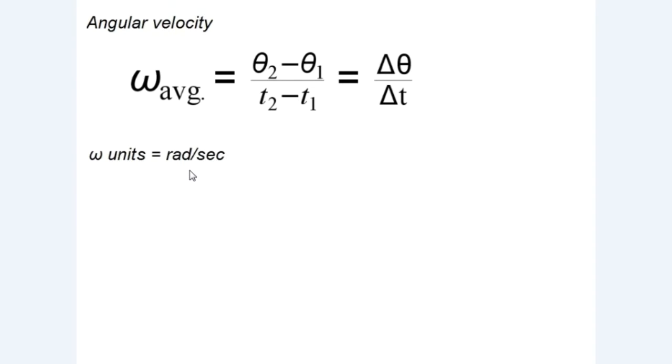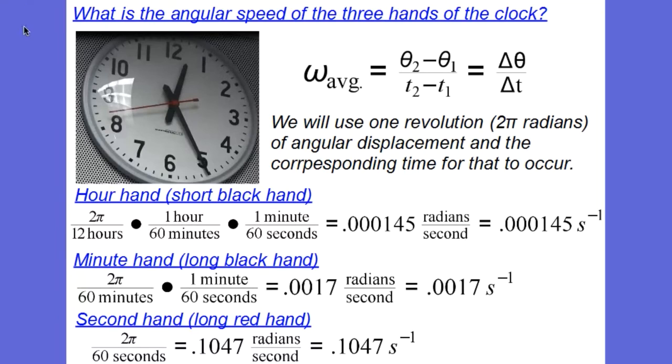Let's look at another example. What is the angular speed of each of the 3 hands of the clock? So we're going to apply our formula, and we're going to take the one time around the circle to be our angular displacement. So that's going to be 2 pi radians. For the hour hand, we know it takes 12 hours to go around the clock once. So we need to convert this to give us units of radians per second.